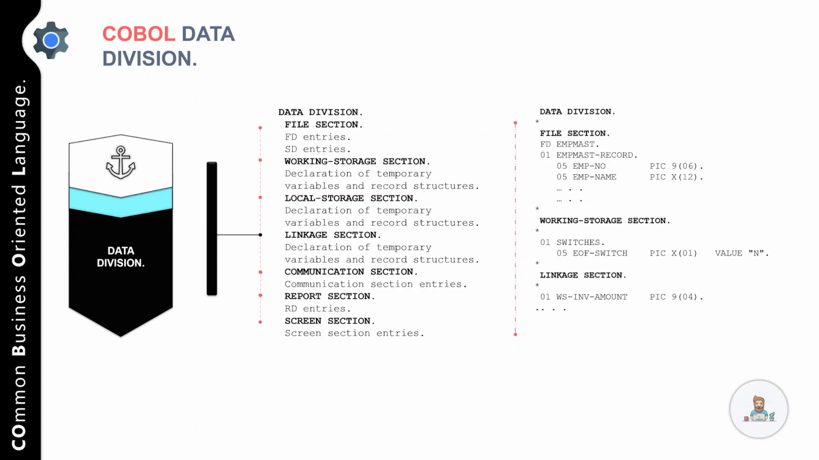Thereafter, I've used working storage section where I've defined some switches to handle my processing in procedure division. Then you have linkage section where I've defined a few variables, and the values of these variables will be passed to a subprogram which is being called from my main program. So this is how you define data division in your COBOL program as per your requirement.